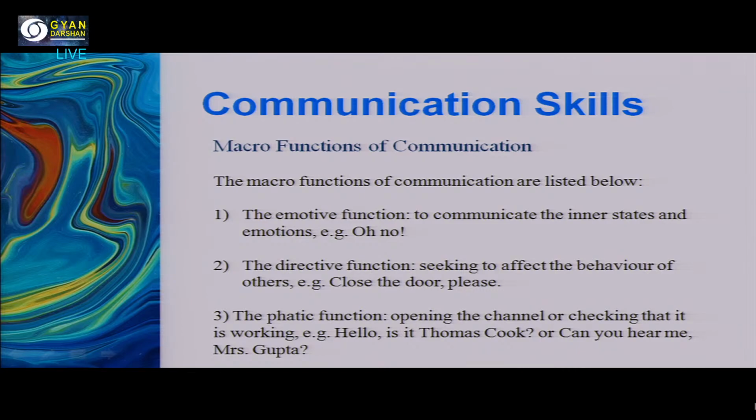Another function that we need to understand is the directive function, which means you are giving some kind of direction. You are seeking to probably initiate action. You are affecting the behavior of others. For example, close the door, please, or may I have a glass of water, please. So this feature of communication is fulfilled when we say it is a directive function.